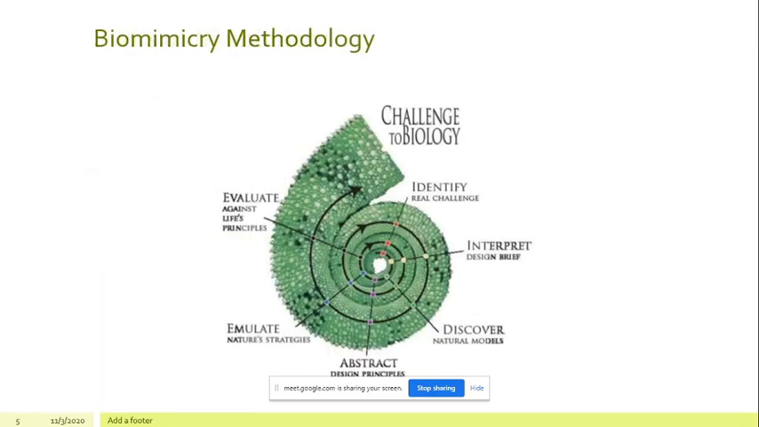Now let's move forward towards the biomimicry methodology. The first step is to identify the real challenge, which is the scope of work, its inputs and outputs. We should ask ourselves, what is the core problem? What functions do we need to accomplish? And what do we want our design to do and why?